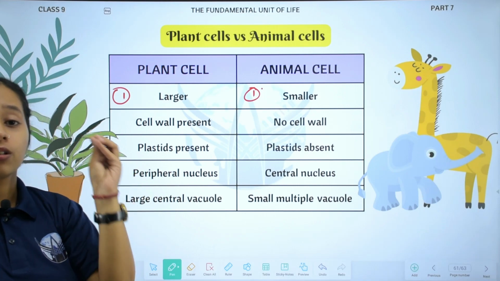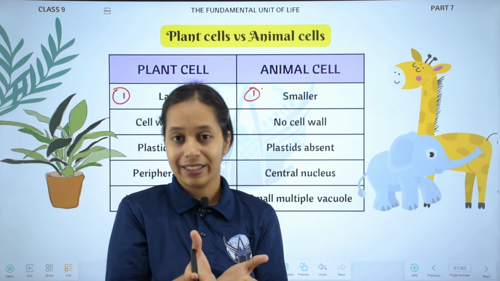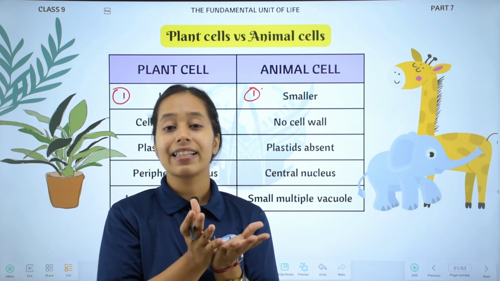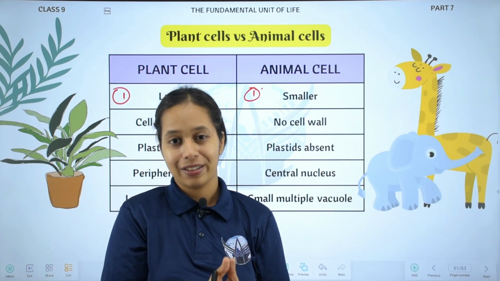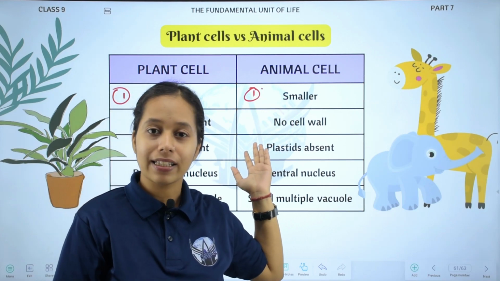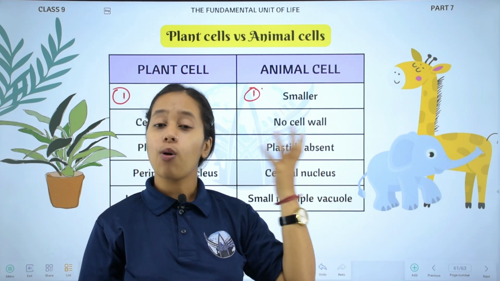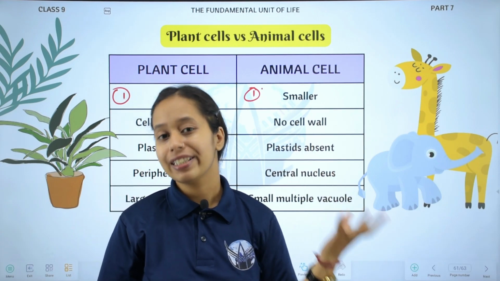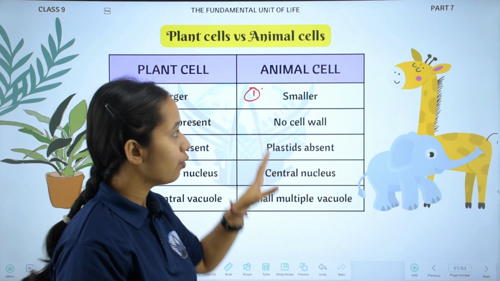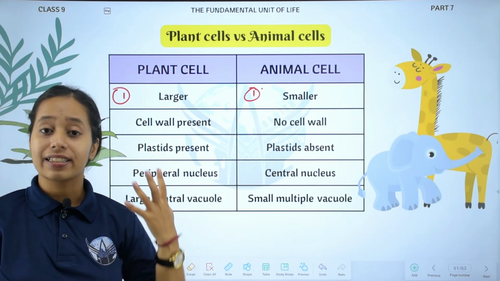But we must not forget that among animal cells, the egg cell is the largest cell. So although in general animal cells are smaller than plant cells, the egg cell is the largest cell. In fact, the ostrich egg is the largest cell. So although we are writing smaller, do not forget the exception, the ostrich egg, that is the largest cell.